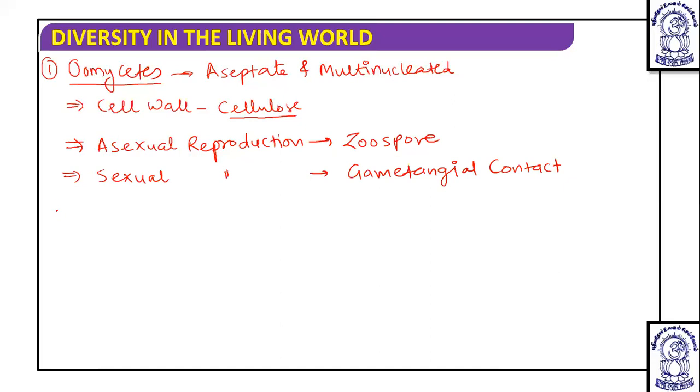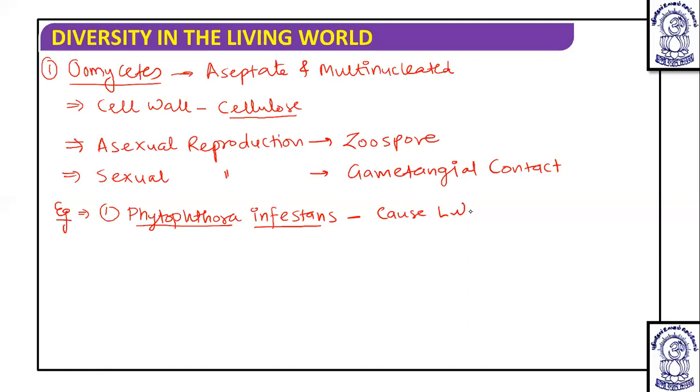Now, this is some of the information with respect to oomycetes. Mainly we talk about the examples of oomycetes fungus, that is lower fungi. And in that, the first example which we are going to study is Phytophthora infestans. This Phytophthora infestans causes late blight of potato.